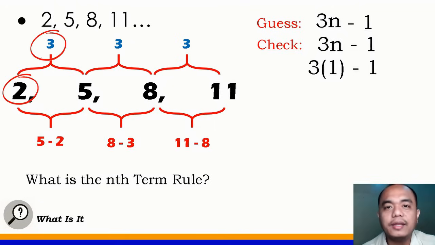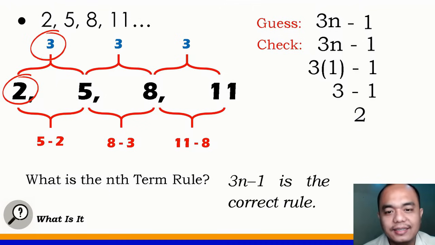Okay, 3 times 1 equals? Yes, that's 3 minus 1. Oh, parang tama na ginagawa natin. Okay, let's try to solve 3 minus 1. Equals 2. As you notice, we have the same first term with our answer here for our end term rule we used. Anong ibig sabihin yan? Yes, that 3n minus 1 is the correct rule for our sequence.